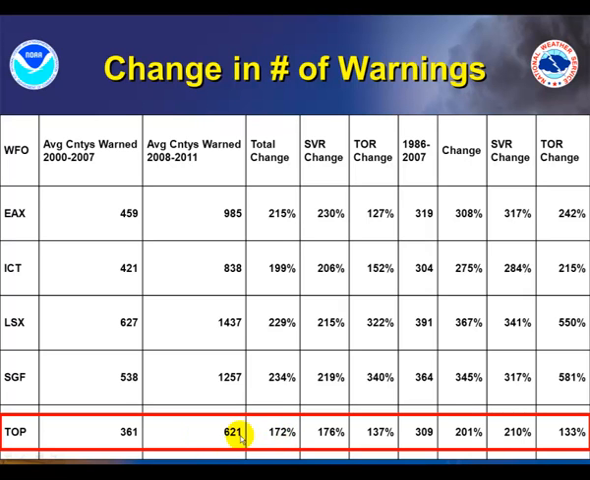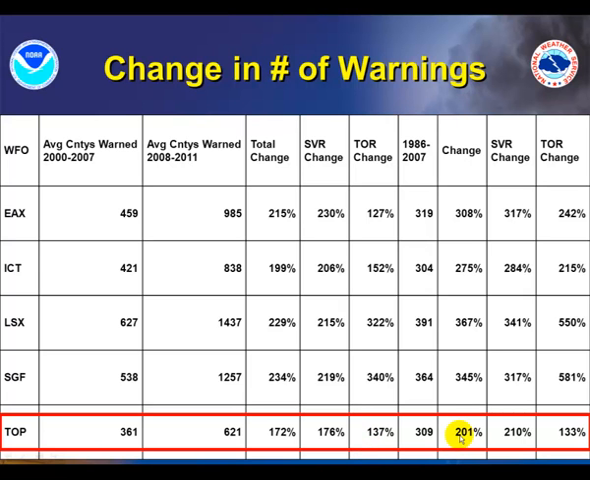That's 172% of the 2000 to 2007 number. The severe change was the biggest part of that with 176% and a lot more warnings, obviously. And the TOR change went up, basically was 137% of the 2000 to 2007 counties. So you can see both of them increased on average after we went to storm-based warnings in fall of 2007.